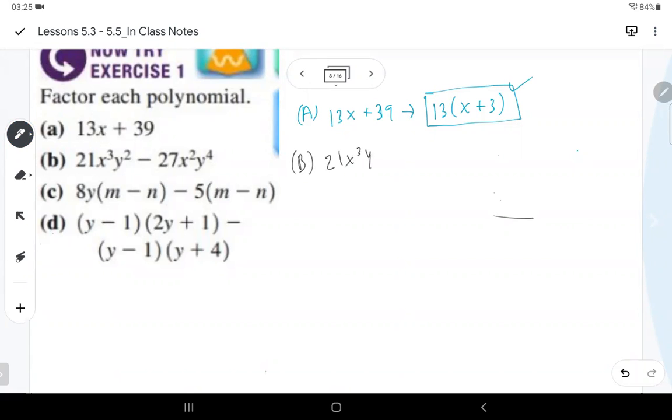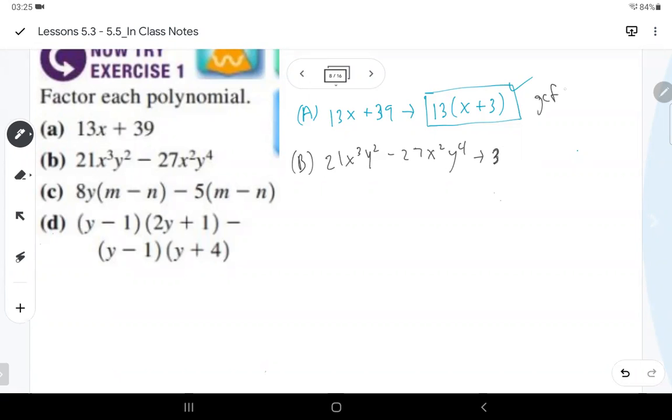21x cubed y squared minus 27 x squared y to the 4th. Sometimes it helps, like I said, talking it out or writing it out will help. 21, the factors of 21 that will help you will be 3 and 7. And so then we can also take 3 out of 27. So 3 and 7 help us get 21. 3 and 9 help us get 27. So we're going to pull a 3 out for sure.